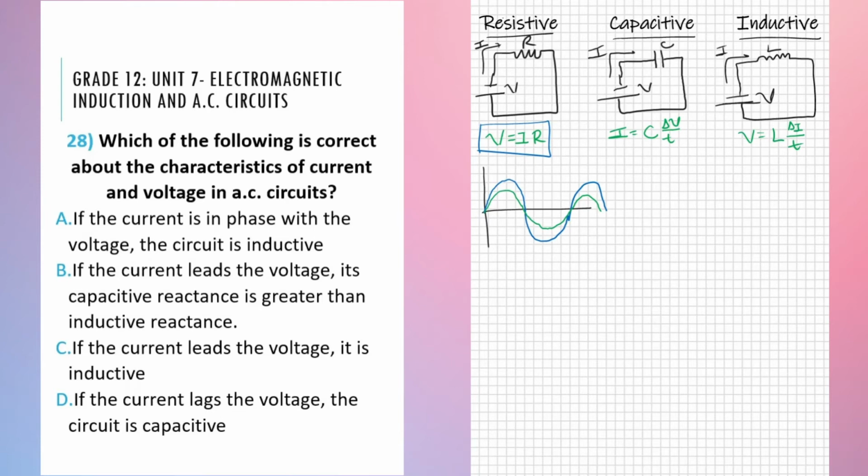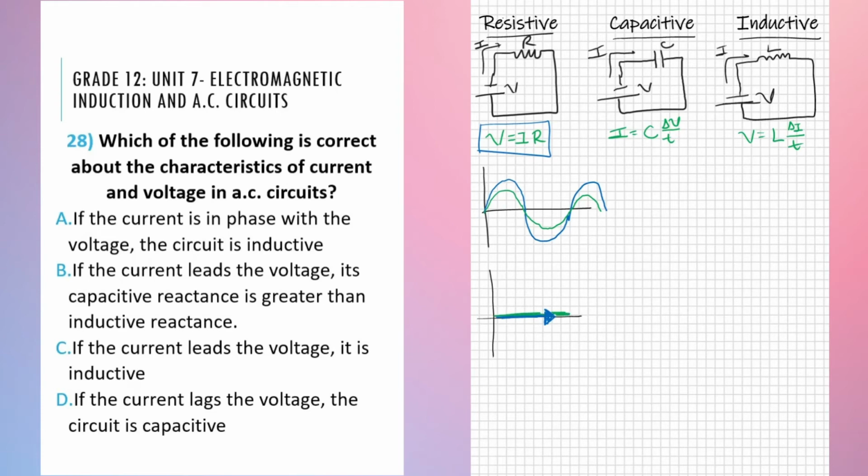Another way to represent this is with a phasor diagram. A phasor diagram looks a bit like this. And if we say our voltage is at the 0 degree angle, like so, well, our current will also be at that 0 degree angle because they are in phase with each other.